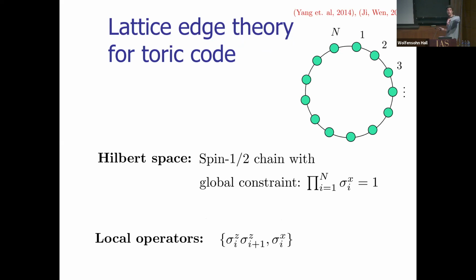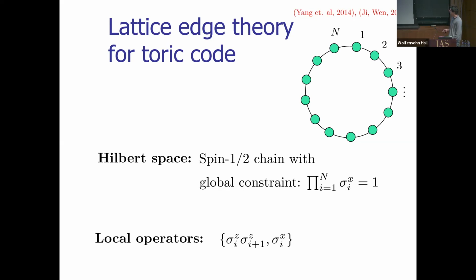Those were those boundary spins. But there's a global constraint. So it's a spin 1/2 chain, but you have to look within this particular sector of this usual spin 1/2 chain Hilbert space. It's the subspace obeying this constraint, product of sigma x equals 1. And that, as I said, was this Gauss law constraint.